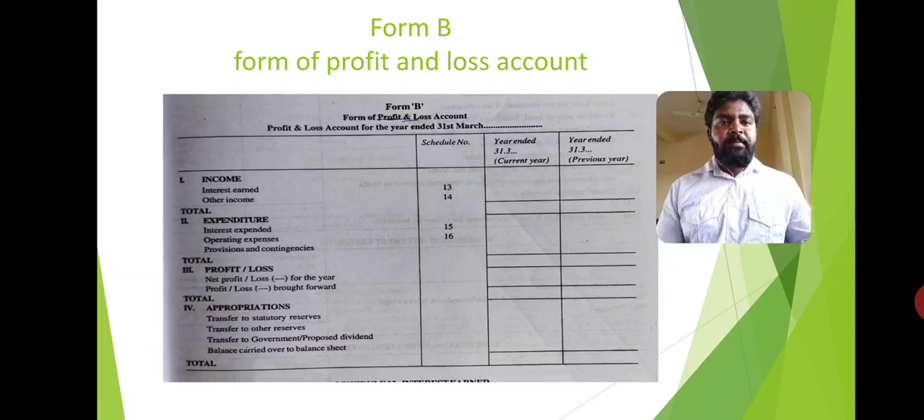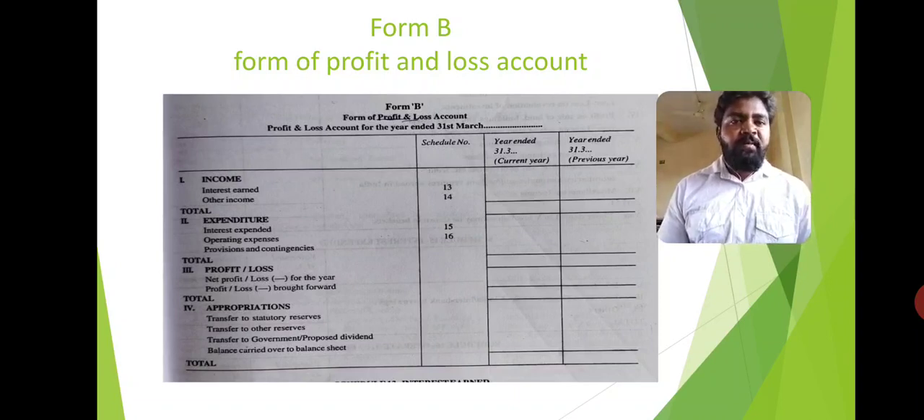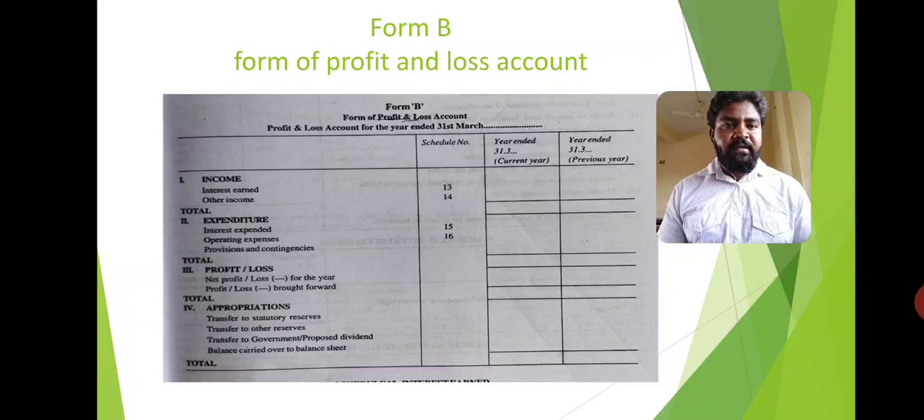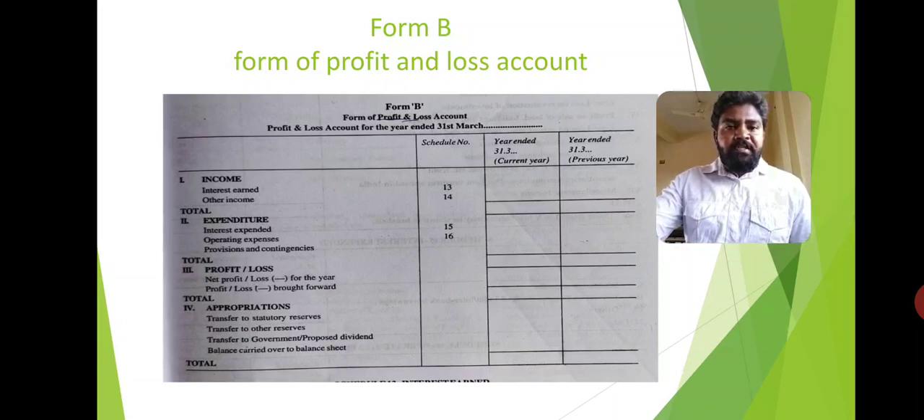Now let's come to the format of the profit and loss account. Listen here, it's Form B, that is the form of profit and loss account. For the year ended 31st March, the year you should mention. Here also, schedule numbers we should compulsorily mention, and current year and previous year. While preparing this profit and loss account, we have to consider only 4 schedules. That is schedule number 13, interest earned, schedule number 14, other income, and schedule number 15, interest expended and operating expenses. For provisions and contingencies there is no schedule number.